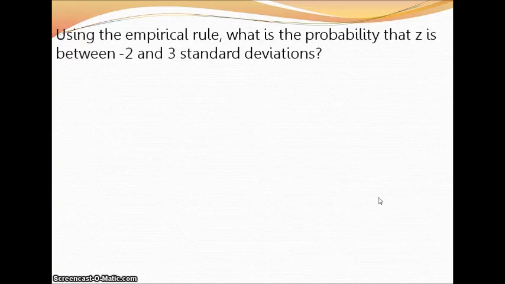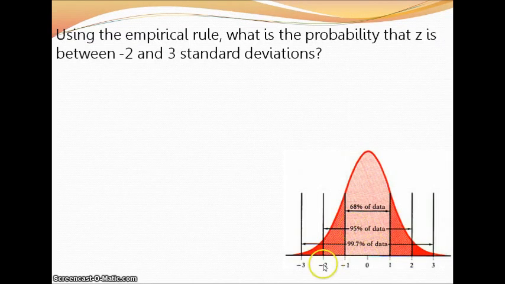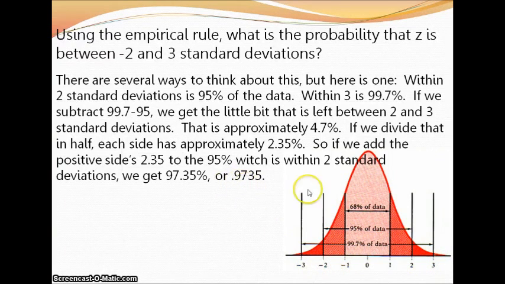Another problem you might see is stated as: using the empirical rule, what is the probability that z is between -2 and 3 standard deviations? So again, we look at the curve, we're going to be between -2 and 3. There may be many ways that we can do this. Probably the easiest would be to start with the wider part. So within 3 standard deviations we have 99.7. And we subtract the narrower part, 95. And we're left with these extreme pieces out here.